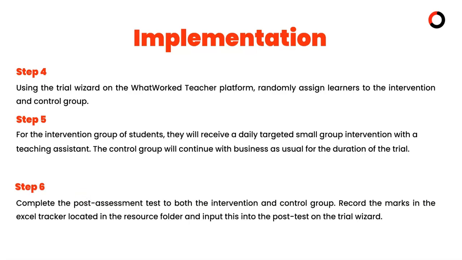Step 6. Complete the post-assessment test with both the intervention and control group. Record the marks in the Excel tracker and then input this into the post-test on the trial wizard. You'll then be asked to complete a short process evaluation before analysing the results, which will show you how the intervention has worked in your school.